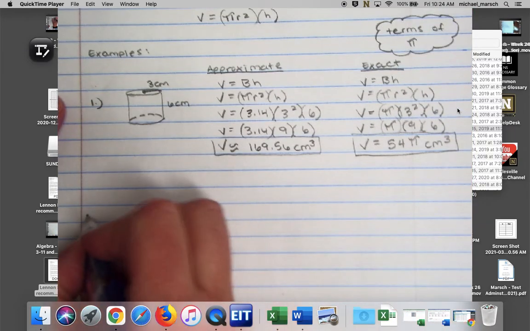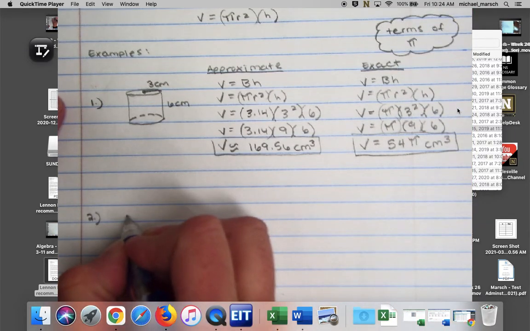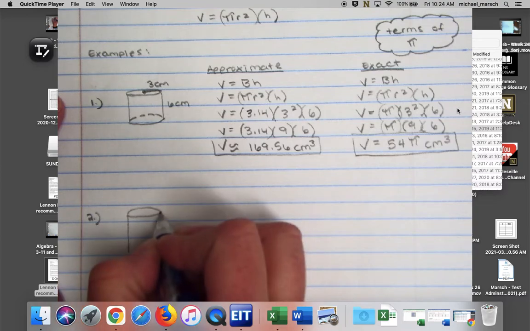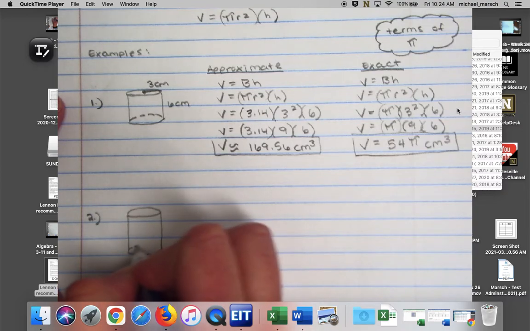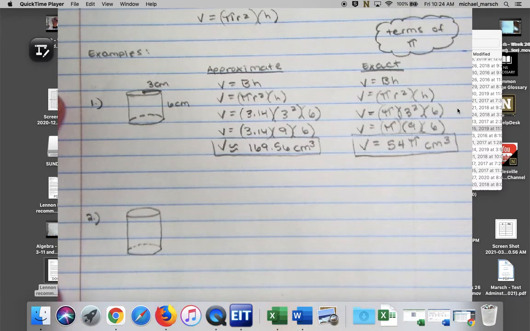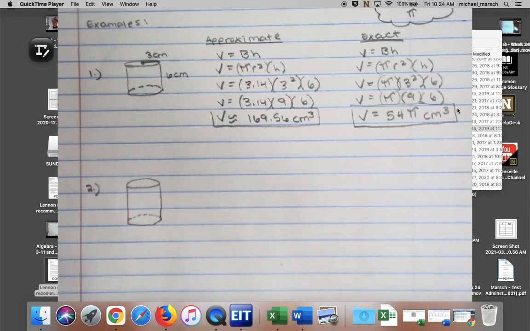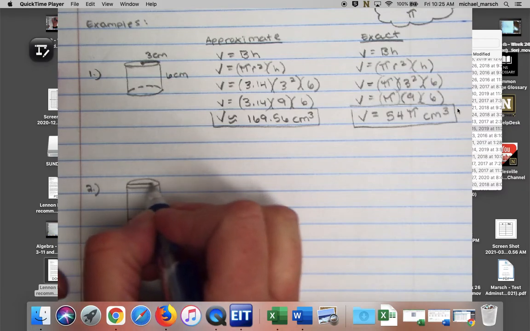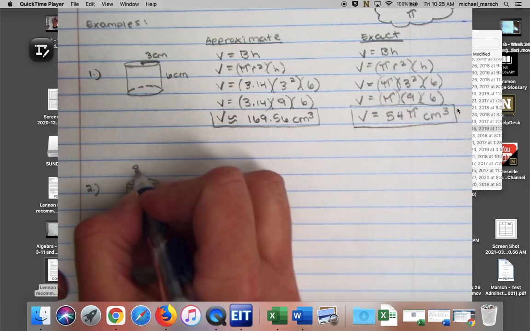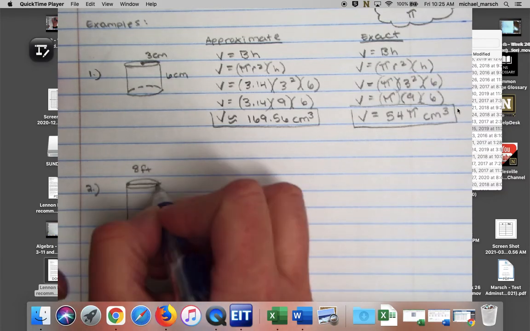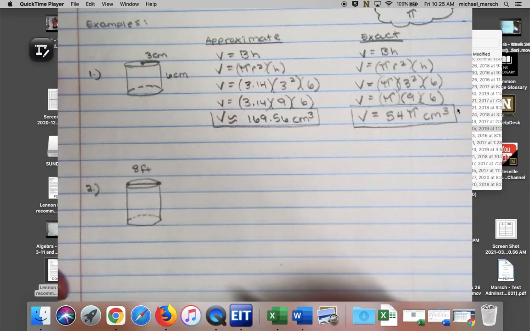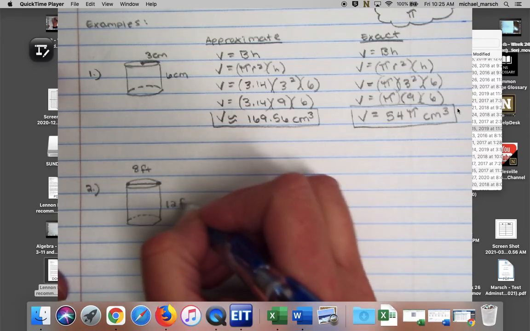Okay, so let's try another one. I've got my cylinder here. Right, and don't worry about your cylinder being perfect. Students always stress about what theirs looks like. Just do the best you can. So for this one, I have the diameter of 8 feet. That's the distance across the top. And my height is 12 feet.